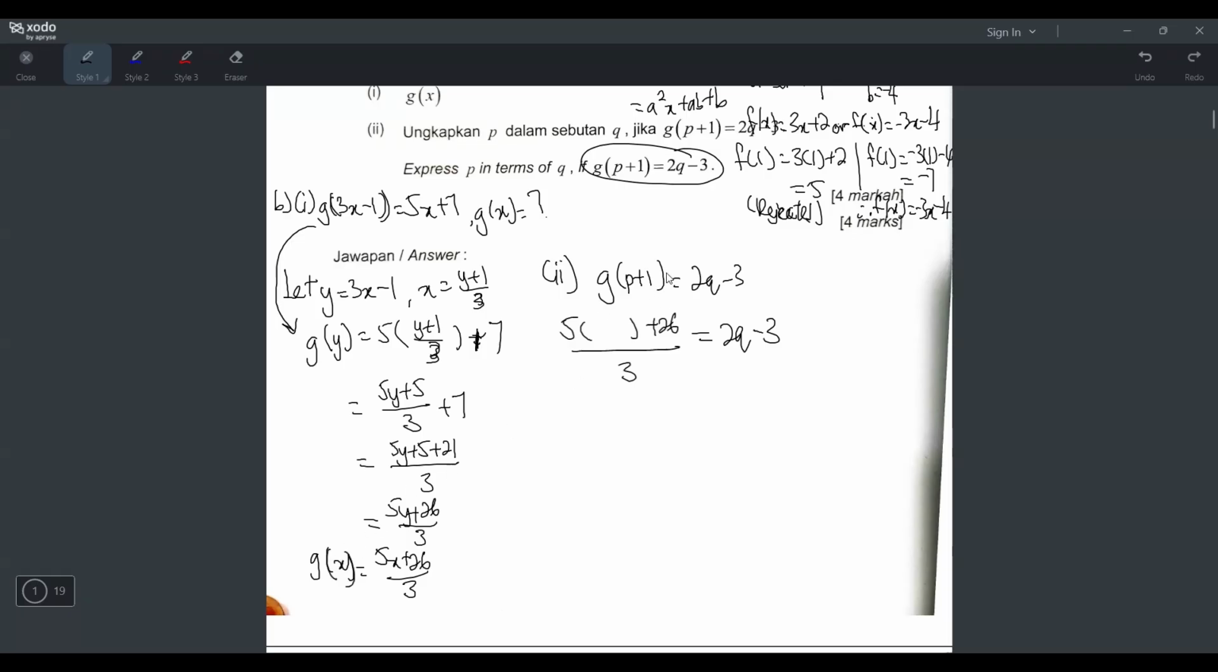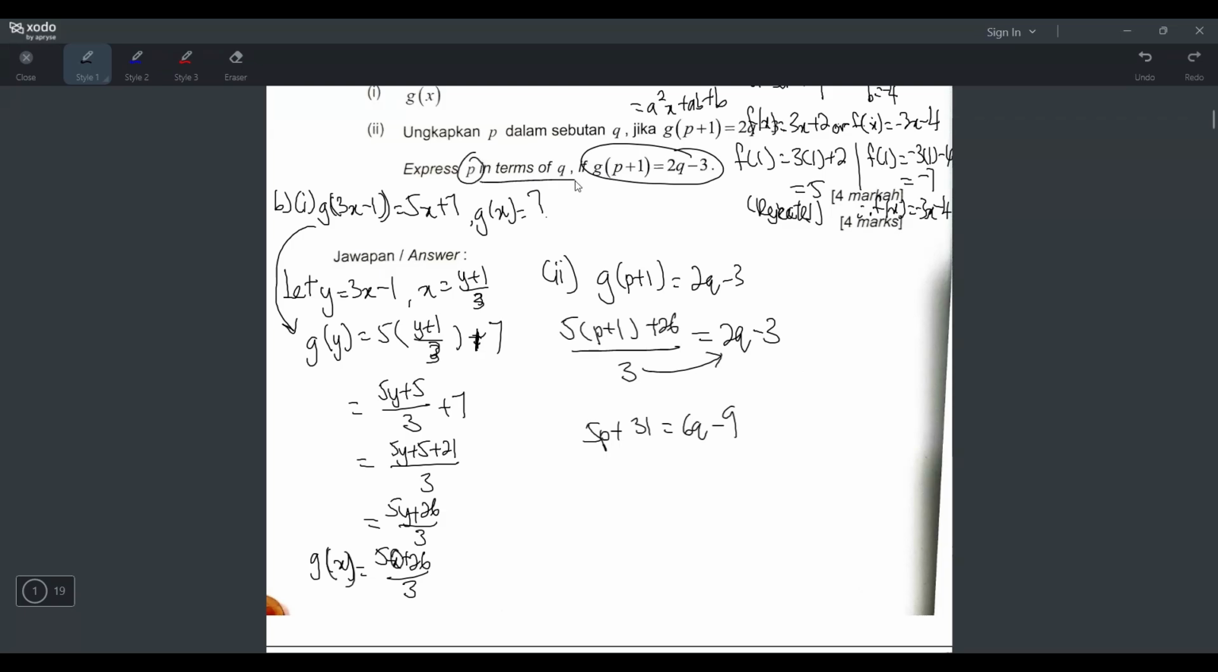So if the bracket x changes to bracket p plus 1, it means that the x on the right hand side here also has to change to p plus 1. And now you can find p in terms of q. You just pindah. So it becomes 5p plus 5 because 5 times 1, 5. And why not you straight away plus 26, get 31. And then this 3, when you pindah atas jadi darab, 3 times 2, 6q minus 3 times 3, 9.